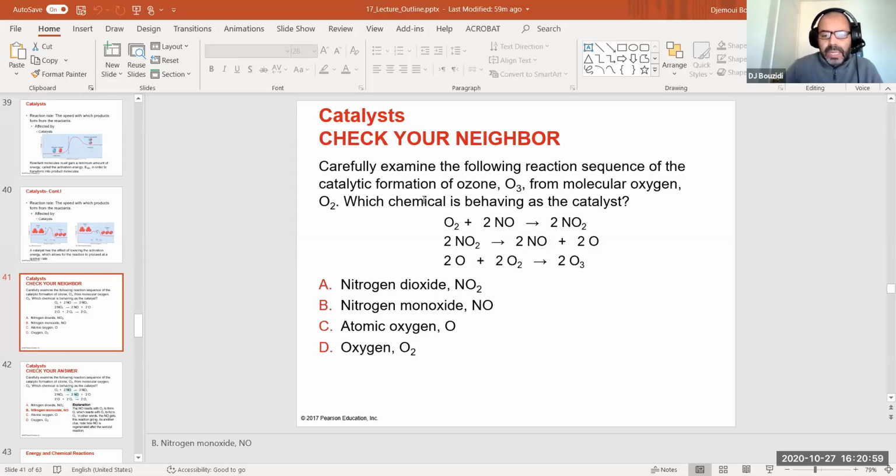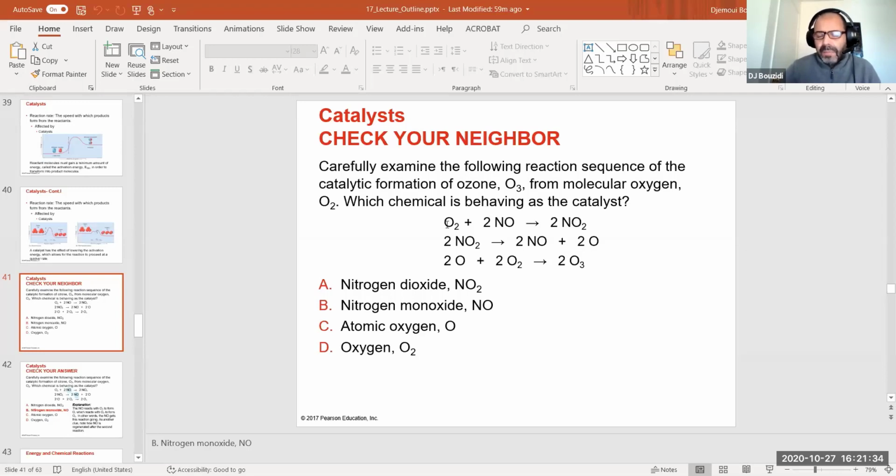So in this case, it's asking to carefully examine the following reaction sequence of catalytic formation of ozone, O3. So now O3 is being formed from this reaction from molecular oxygen, O2. Which chemical is behaving as a catalyst? It's the chemical that appears and disappears at the end. I mean, it's needed first of all to start the chemical reaction, so it's gone in this case. But then it reappears again intact. So at the end, you will have nitrogen monoxide staying intact in this whole thing.